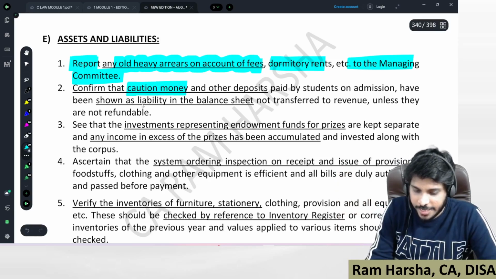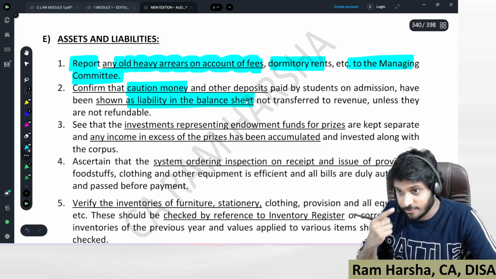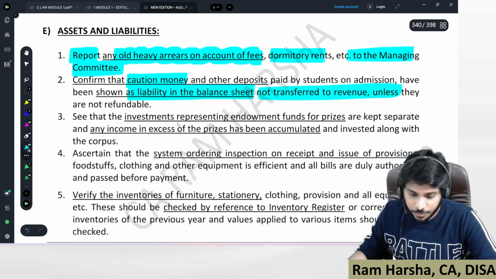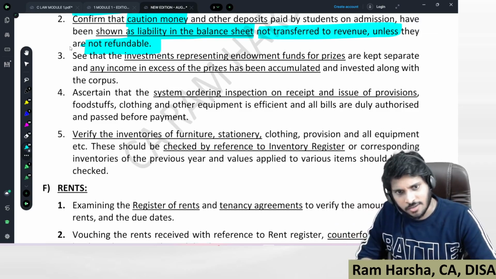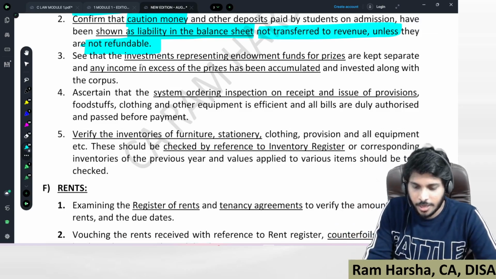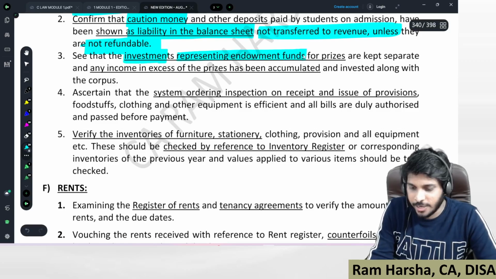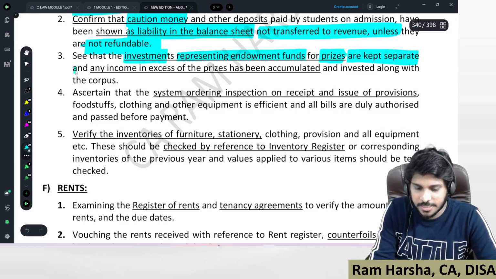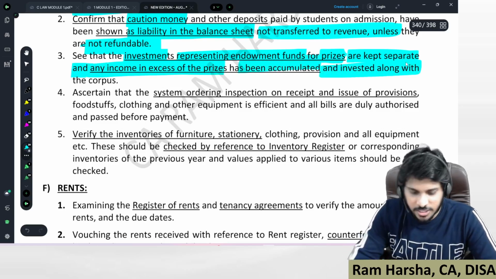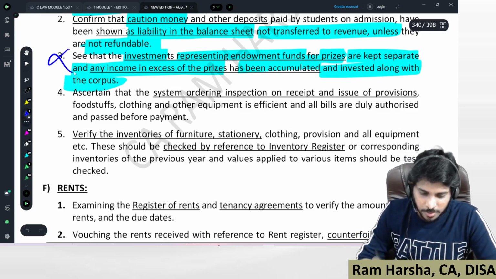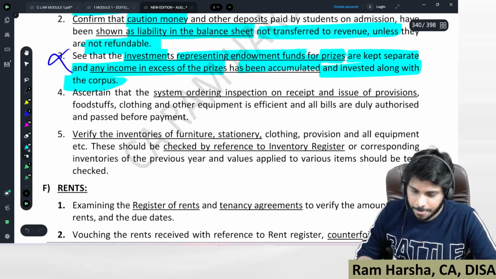Confirm that caution money has been shown as a liability in the balance sheet. We have to check, and it shall not be transferred to revenue unless it is non-refundable. Non-refundable deposits, we can recognize as income. Investments representing endowment funds for prizes are kept separate, and any income in excess of prizes has been accumulated and invested along with that. That point is not required.